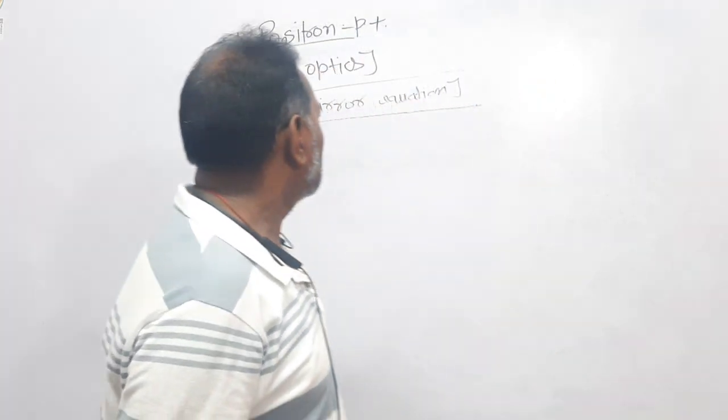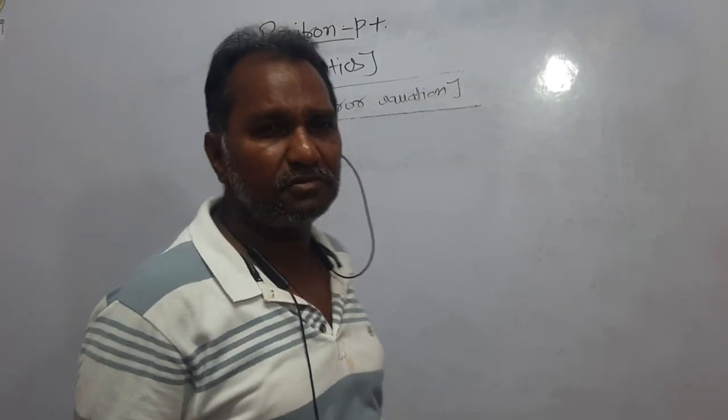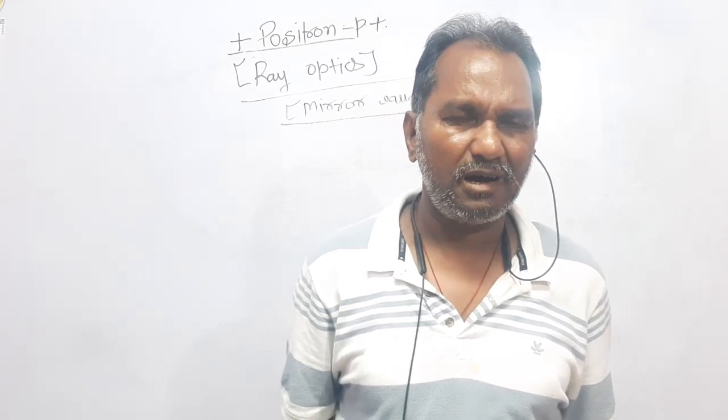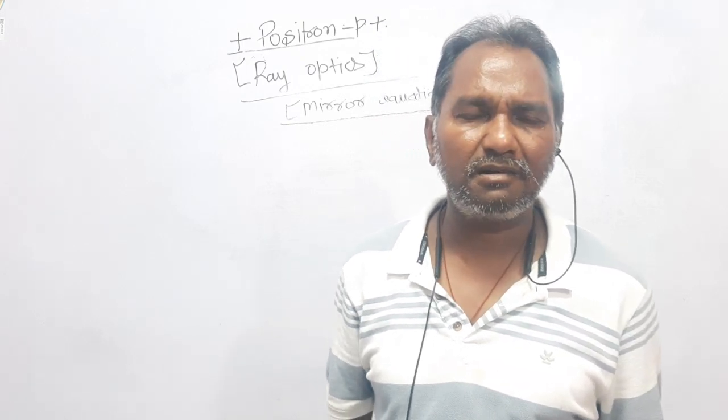Now today's topic is the mirror equation: 1 upon v plus 1 upon u equals 1 by f. That is the mirror equation. Similarly, you can prove the lens equation, the lens formula. And there are two important relations: you have to prove the magnification, and there is a relation between focal length and radius of curvature, that is f equals R by 2, which we have to prove.